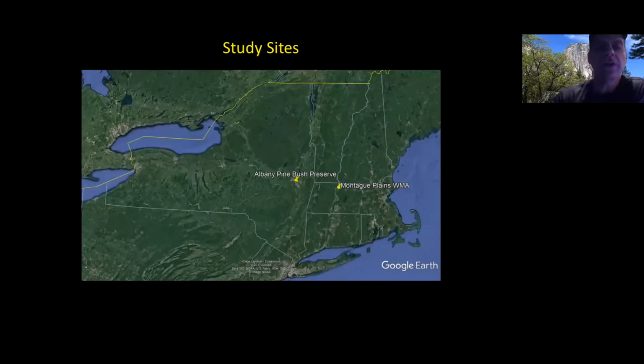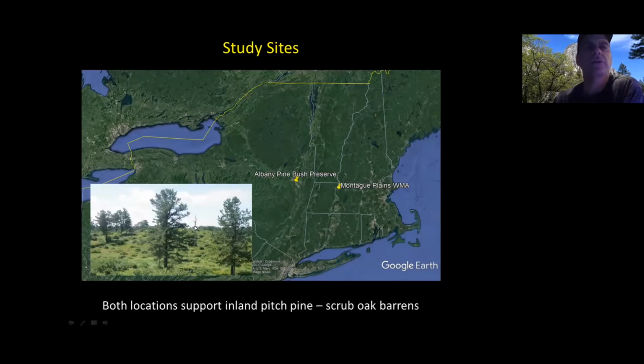We conducted the study at 2 sites. One is the Albany Pine Bush Preserve, and the other is Montague Plains Wildlife Management Area, just north of Springfield, Massachusetts. Both of these areas support inland pitch pine scrub oak barrens, which again is an important habitat for the prairie warbler. The study was conducted in 2016 and 2017.